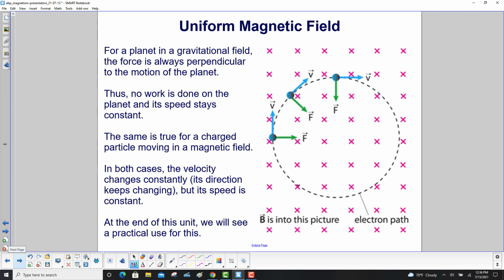For a planet in a gravitational field, the force is always perpendicular to the motion of the planet. Thus, no work is done on the planet and its speed stays constant. Okay, that's of course assuming a perfectly circular orbit. The same is true for a charged particle moving in a magnetic field. In both cases, the velocity changes constantly because its direction keeps changing. Remember, velocity is a vector. It has direction and magnitude, but its speed is constant. At the end of this unit, we'll see a practical use for this.